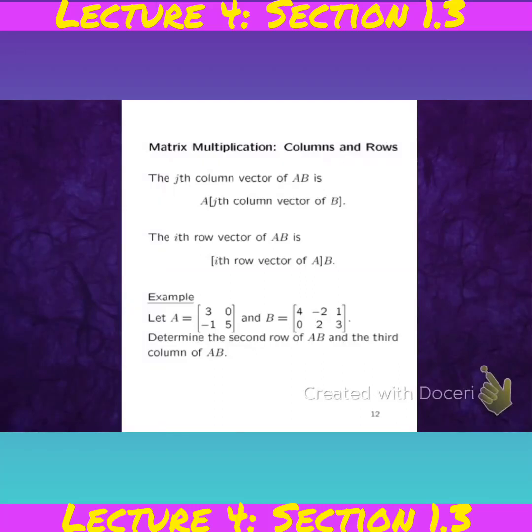Okay, next up we've got matrix multiplication in terms of columns and rows. Suppose I've got a product between two matrices and I'm only interested in a particular column or a particular row of the product. So the jth column vector of A times B is simply the matrix A multiplied by the jth column vector of B.